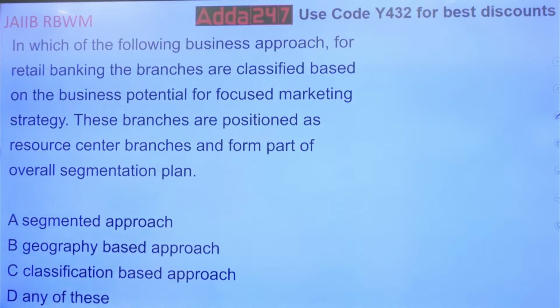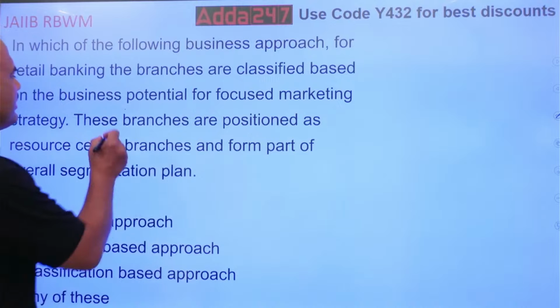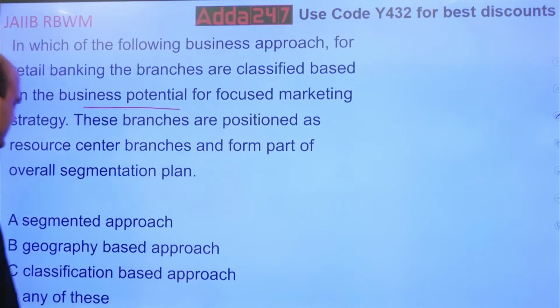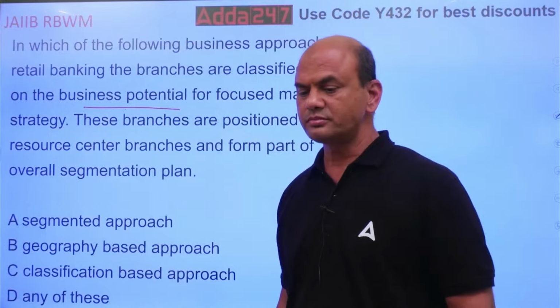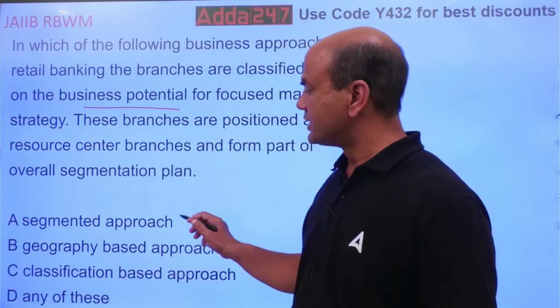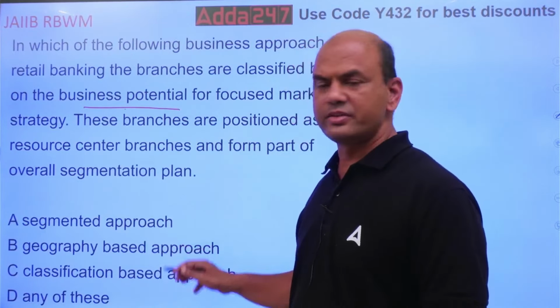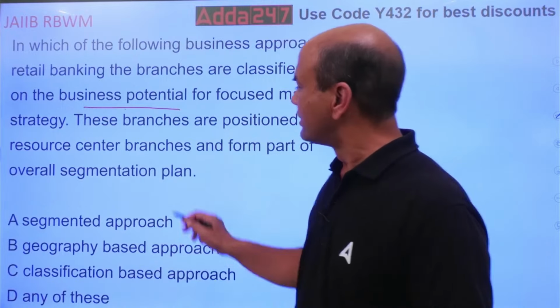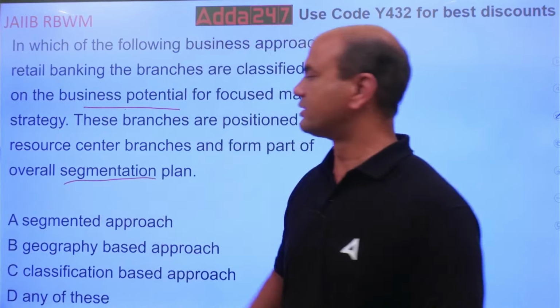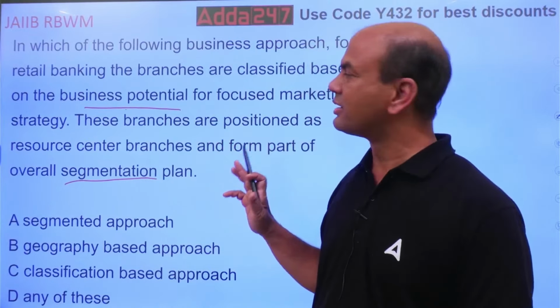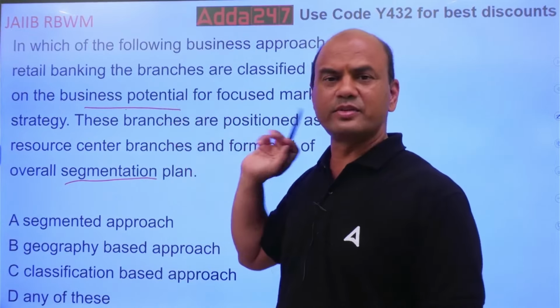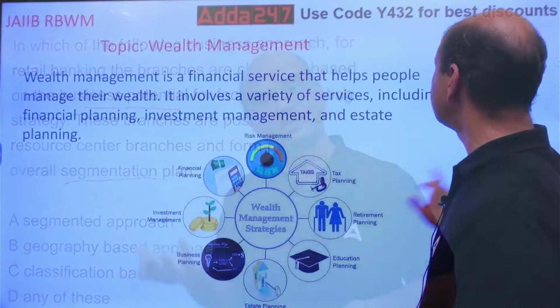Business potential. Just now I told you. Business potential, and look at the options also. Segmented approach, geography based and classification based. Look at these approaches. So, segmented, geography based, classification based. Segmentation. The question itself is giving you the hint. Business potential. Just now I told you NRI Bank, KCC.